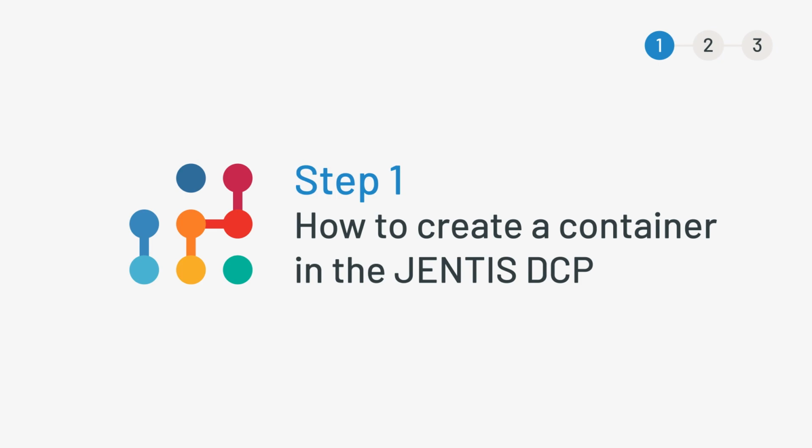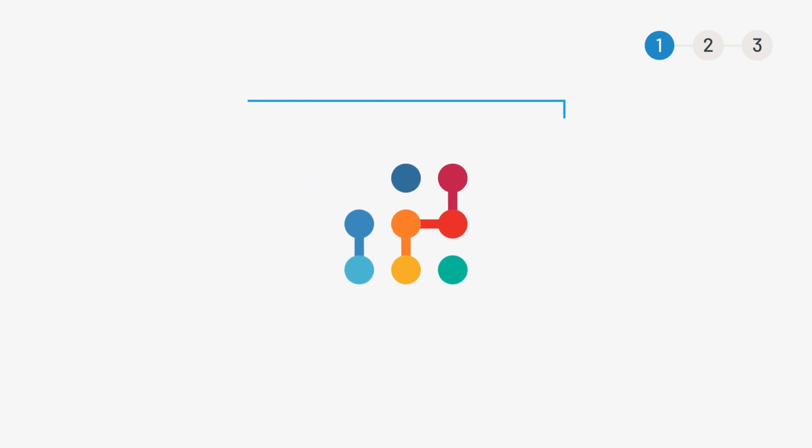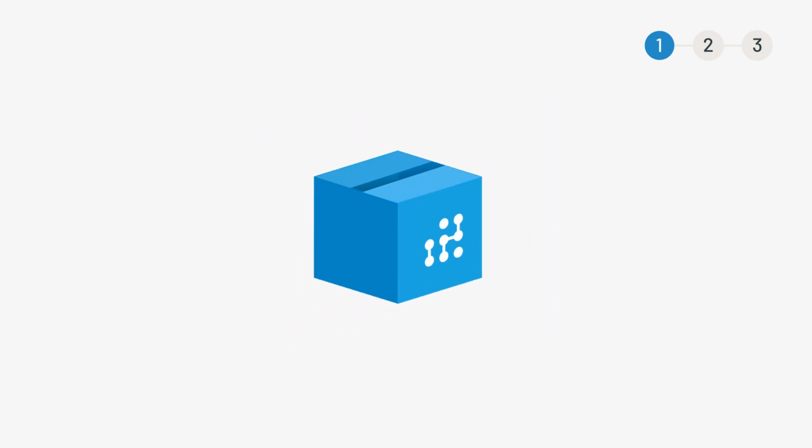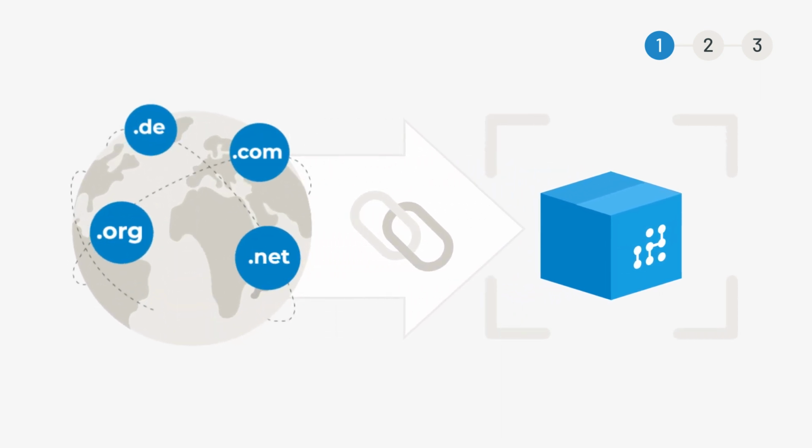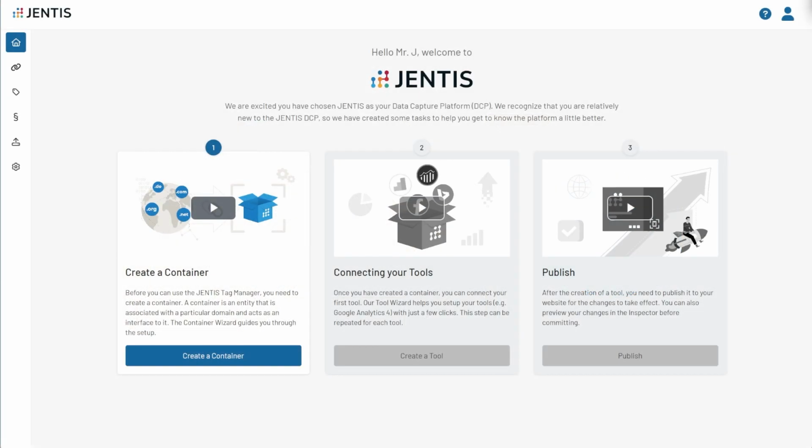Before you can use your JENTIS Tag Manager, short JTM, it is crucial that you create a container. This container is the direct connection between your website domain and JENTIS. Once created, you can start adding and customizing your individual tracking tool, for example Google Analytics 4. Let's configure your first container.